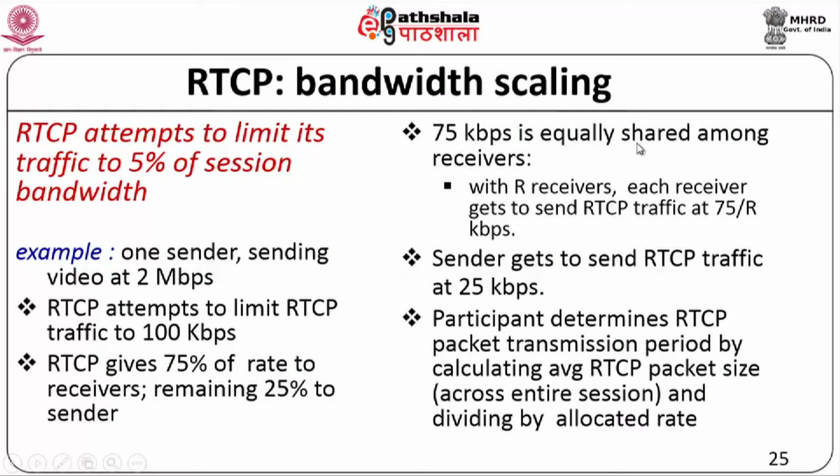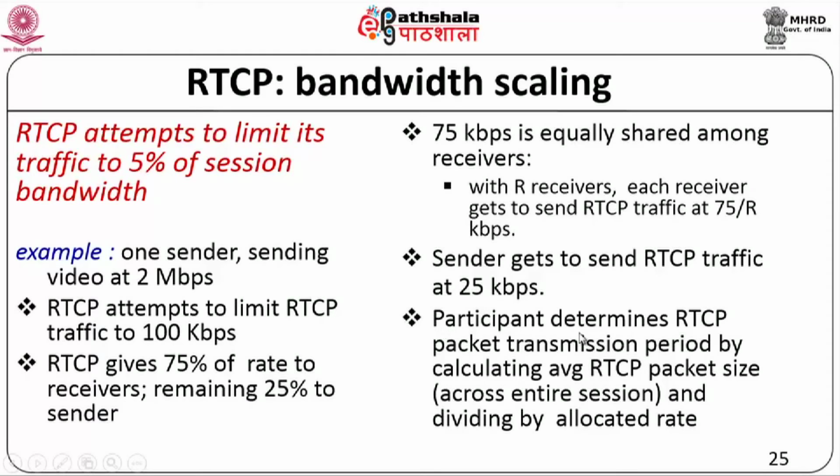So, 75 kilobit per second will have to be equally shared among the receivers. If there are R receivers, each receiver will get to send RTCP traffic at 75 by R kilobit per second. That is the rate given to each receiver, and the sender will get to send RTCP traffic at 25 kilobit per second. Here we had only one sender, so he will get the 25 kilobit per second to send his RTCP traffic.